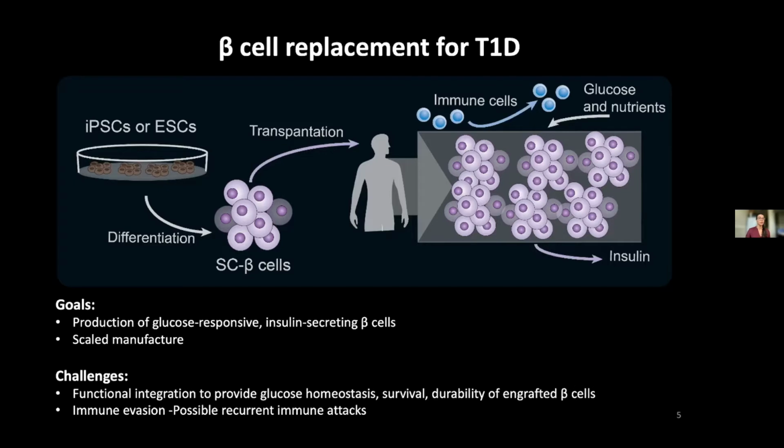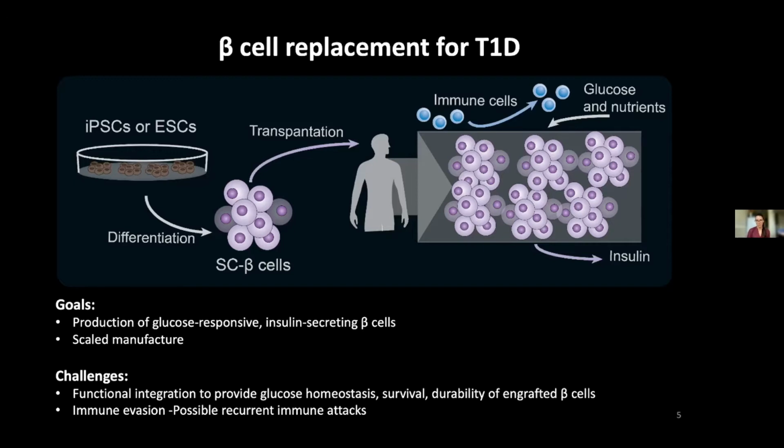And in my view, there are two main challenges with beta cell replacement therapy. The first is that it is necessary to have functional integration of those beta cells to provide glucose homeostasis and durability of these engrafted beta cells over time in the host or patient. And second, it is necessary to have immune evasion.